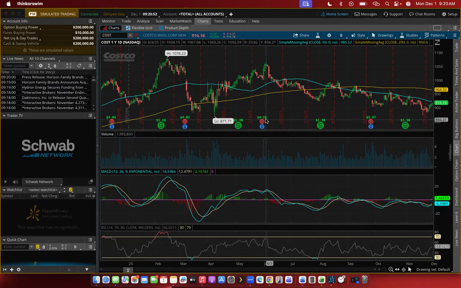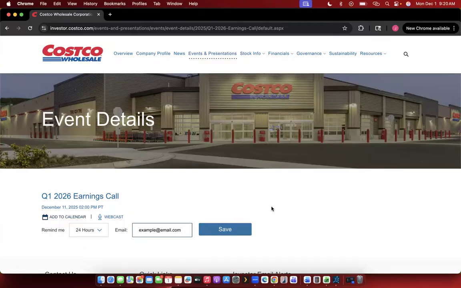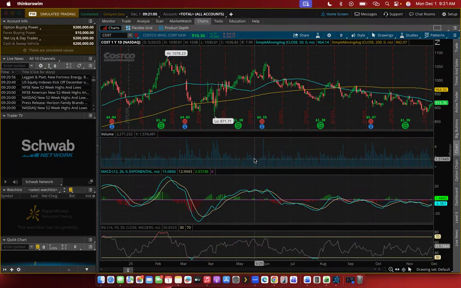So I'm essentially speculating on the next earnings call, which, if you look right here, is Costco's next earnings call on December 11th. That's their quarter one 2026. Basically, I'm speculating that it will beat earnings again, and if it does beat earnings, it should jump up.